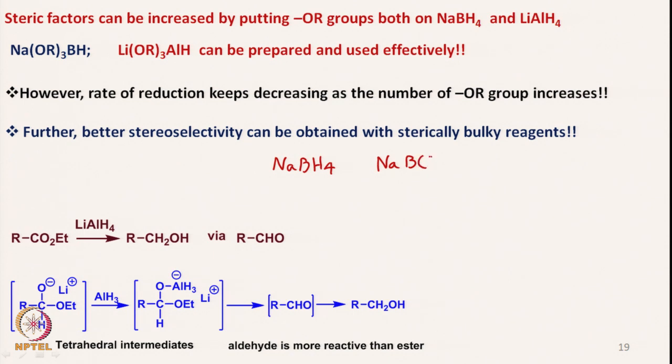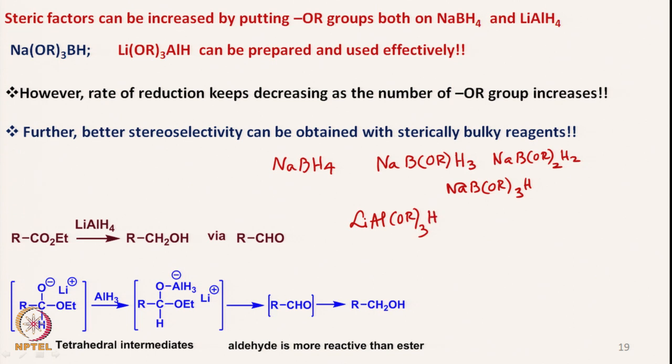the bulk. Say, for example, one can have only one alcohol and then we have these three, or we can have two of them and then we will be left with two hydrogens, and like this one can go to the corresponding tri-substituted sodium boro alkoxy hydride. In a similar fashion, one can convert lithium aluminum hydride using any one of these ultimately to this particular molecule. Now one can also use, and it is available even commercially, the very bulky tertiary butoxy group, and you have this lithium tri-tertiary butoxy aluminum hydride.